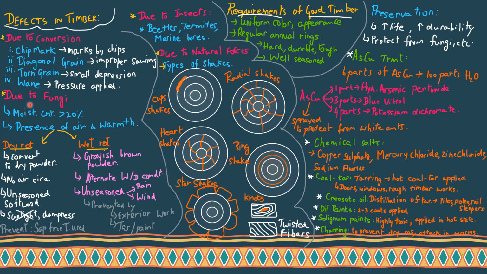The second category is due to fungi attack. Here the moisture content is greater than 20%. So when it is wet, what happens? There will be the presence of air and warmth. So there are two types of fungi attack. One is dry rot, another is wet rot. Dry rot is nothing but it is converted into dry powder, and there air circulation won't be there, and unseasoned softwood will be there.